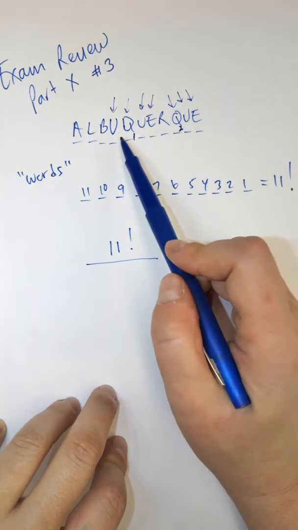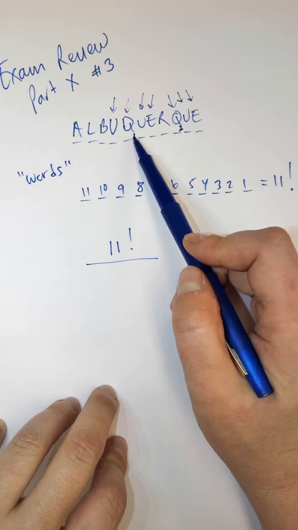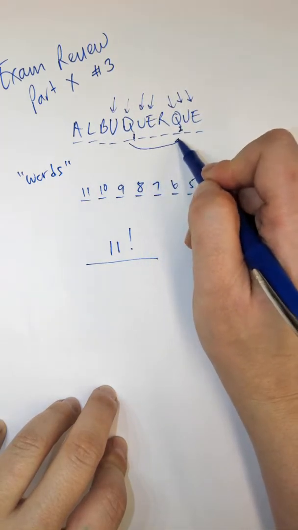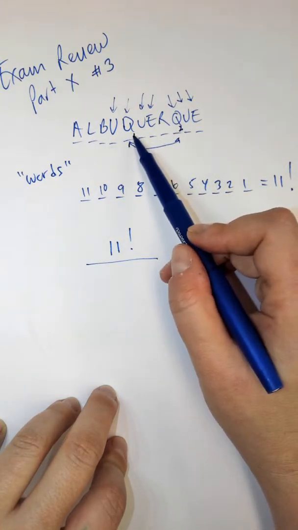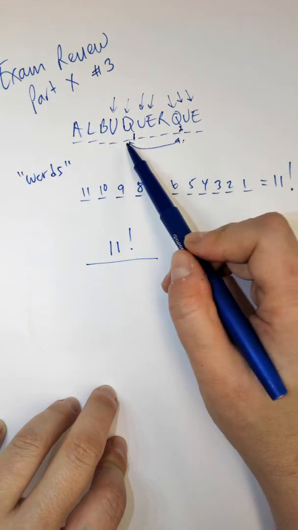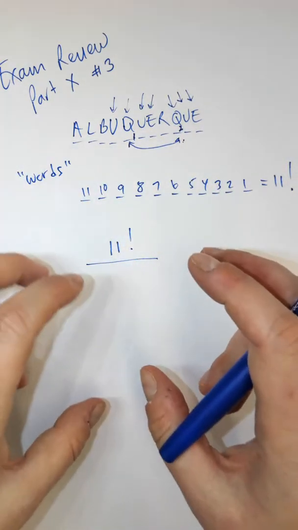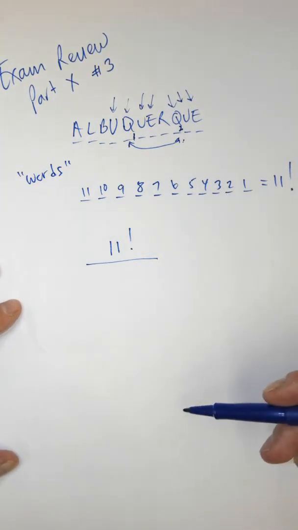You still get Albuquerque, except we should be able to say that the first Q and the second Q, if they were switched, gives you the same word. It's still Q and Q, only the first Q over here and the second Q over here. It doesn't change the spelling. So what we do is we divide by the number of duplicates.